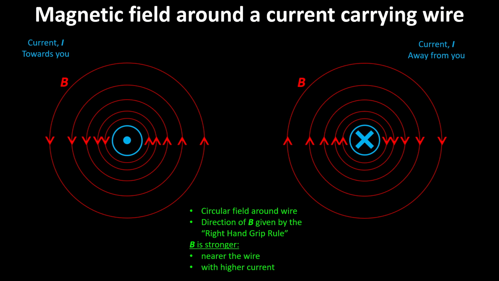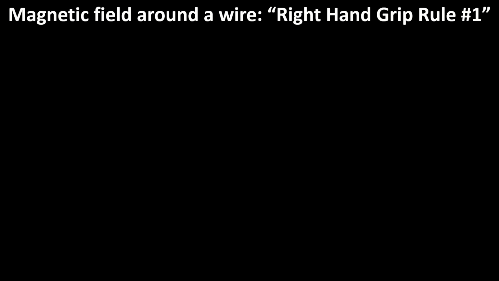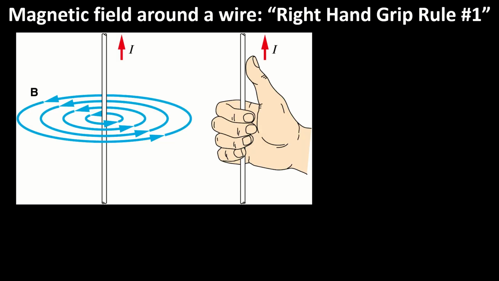So just a note about that right-hand grip rule, about how we actually determine the direction of the magnetic field around a wire. We use this right-hand rule where if you imagine you're holding onto the wire with your right hand and your thumb is resting up alongside the wire, your thumb points in the direction of the current and your fingers will curl around the wire in the direction that the magnetic field will go.